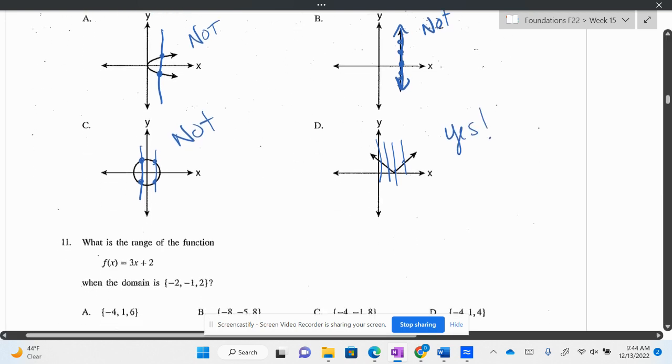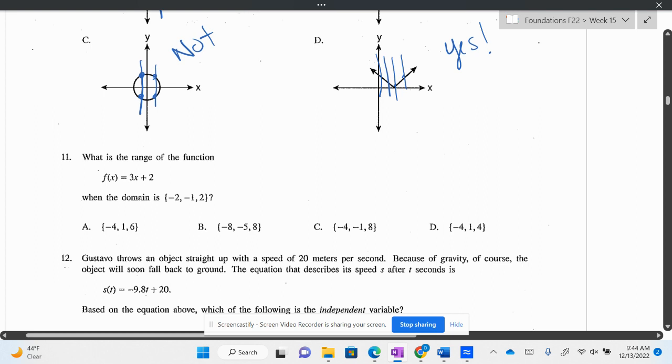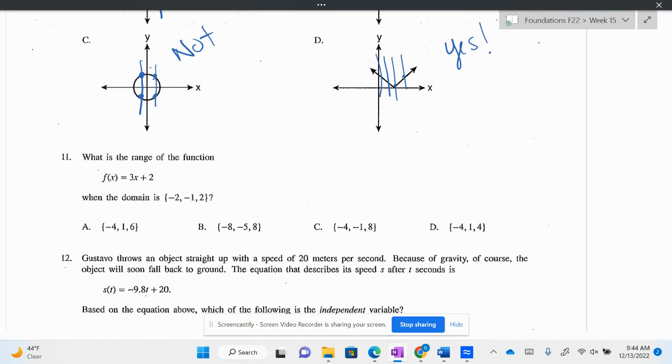Yes. All right. What is the range of the function when the domain is -2, -1, and +2? So remember, range is your y values.